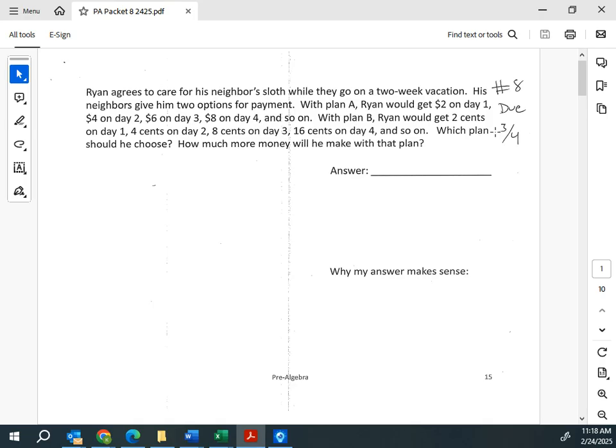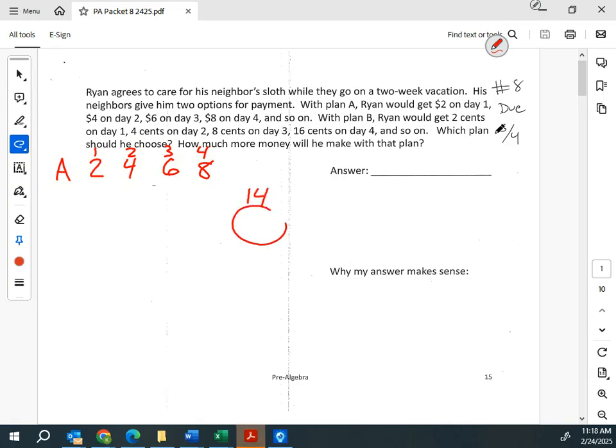So you have to tell me which plan that is and how much more money he will make with this plan. These are common mistakes that people have been making as they've been trying out this page. For plan A, he makes $2 on day 1, $4 on day 2, day 3 he makes 6, day 4 he makes 8, and people follow that out and get to day 14 and say that's how much money he's made altogether. But it's not. That's how much money he made on day 14.